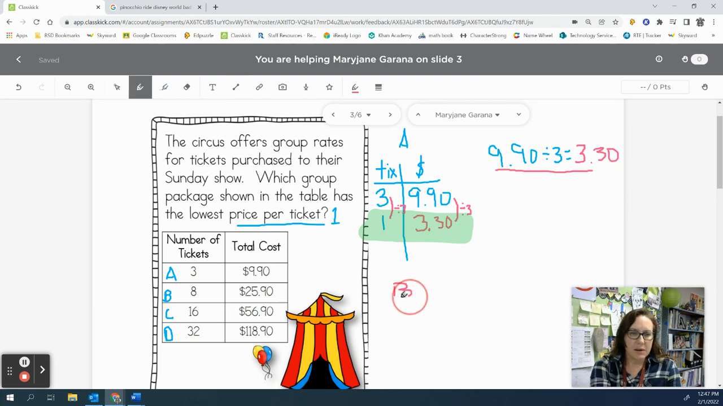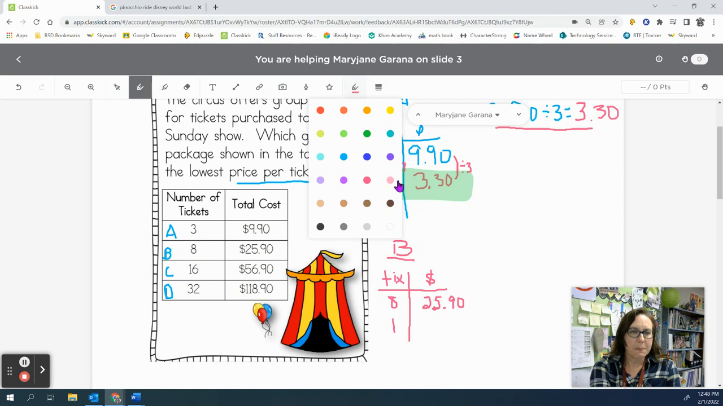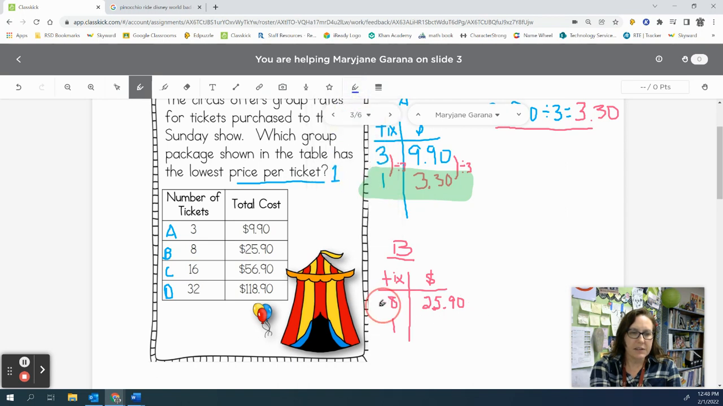Package B is, let's see, tickets and money. So we can get 8 tickets for $25.90. Put that decimal in the wrong spot. 25.90. And we want the cost of 1 ticket. So in your calculator, you're going to end up dividing this, because on this side you go from 8 to 1 by dividing by 8. 8 divided by 8 is 1. So 25.90 divided by 8.